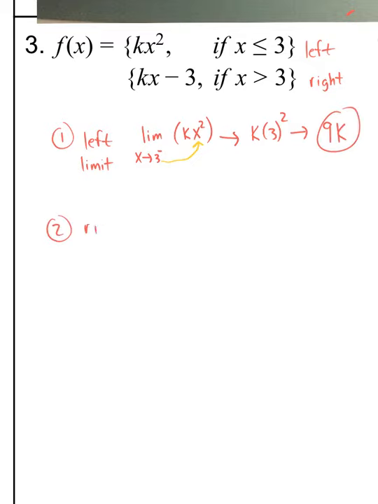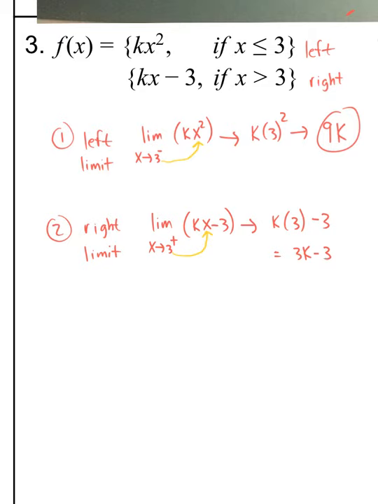Second step, I find my right limit. Correct calculus notation. The limit as x approaches 3 with a little plus sign. My right function is kx minus 3. I have a limit problem. I can do direct substitution. I put 3 in for x. So I get k times 3 minus 3. And if I simplify that, I get 3k minus 3. Be careful. You cannot combine these. They are not like terms. This has a variable. This is just a constant.